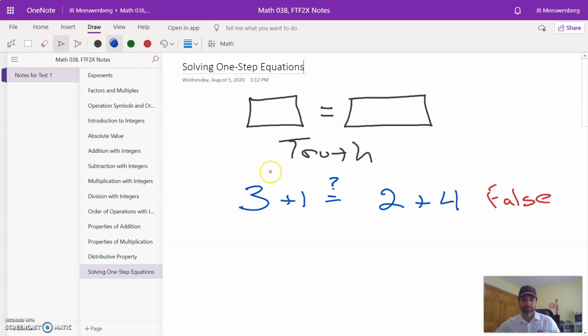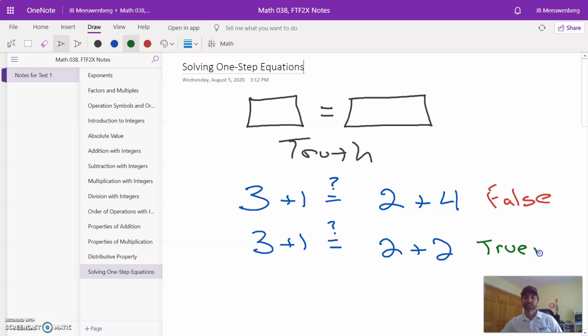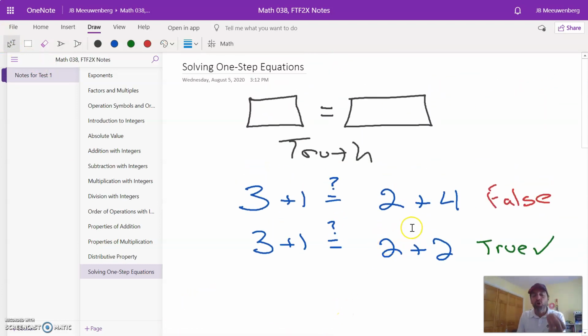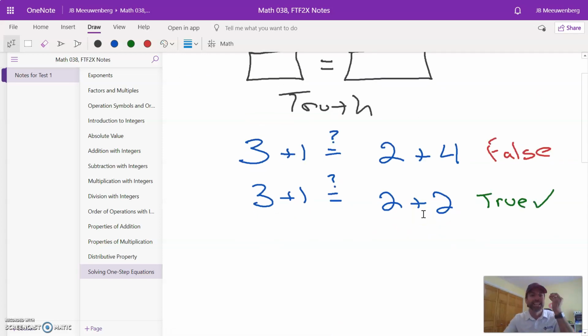Well, what about this? What about 3 plus 1 equals 2 plus 2? Is that true or is that false? Well, 3 plus 1 does equal 2 plus 2. They both equal 4, right? So that's a true statement. So when you have equal signs, you can have true statements and you can have false statements. And so what we're going to care about in solving equations is finding truth. You didn't expect math class to be so philosophical, did you?